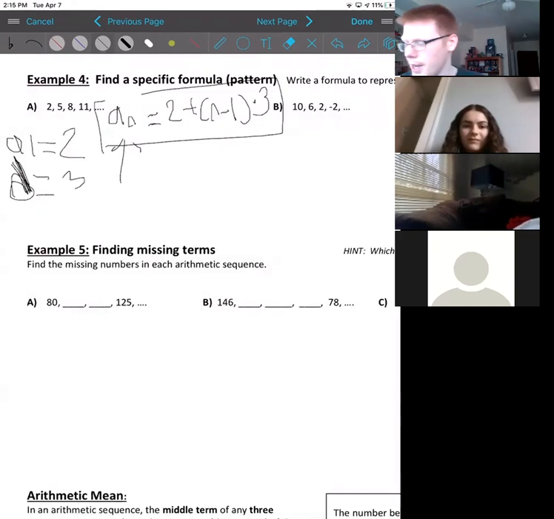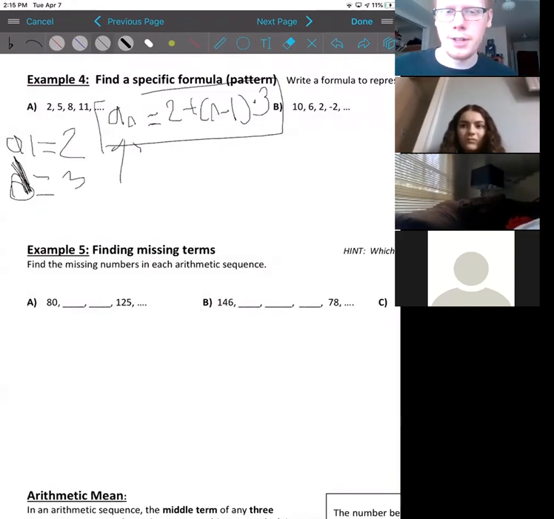Okay. I know you just kind of came in. That's what we were doing on the last example, example 3, was basically just finding the formula to actually find a specific term.